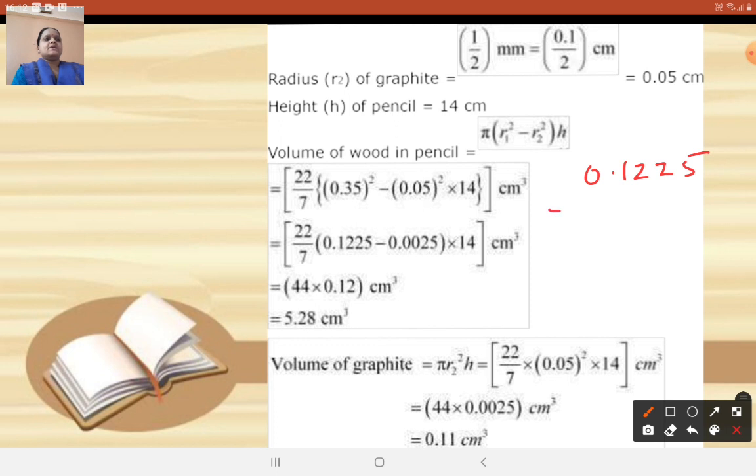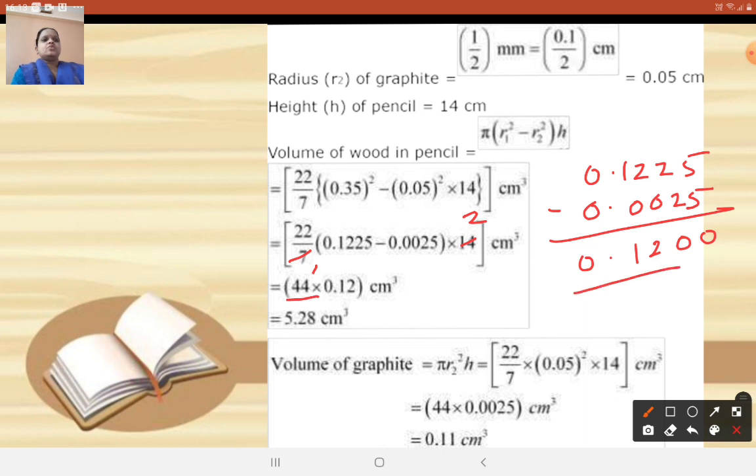0.1225 minus 0.0025. If you subtract it, you get 0.1200. So here it will become 7 1s are 7, 7 2s are 14, 22 2s are 44 into 0.12. Now multiply 44 into 12. So what will you get? 44 into 12. 12 4s are 48.